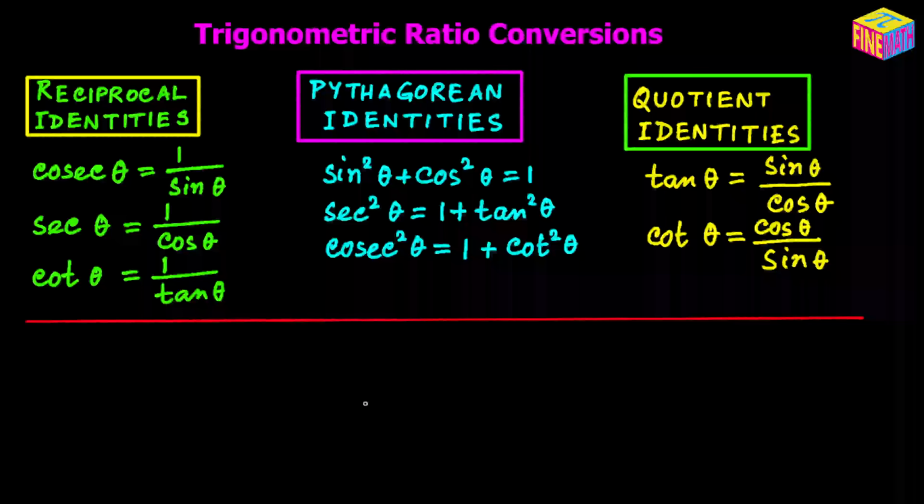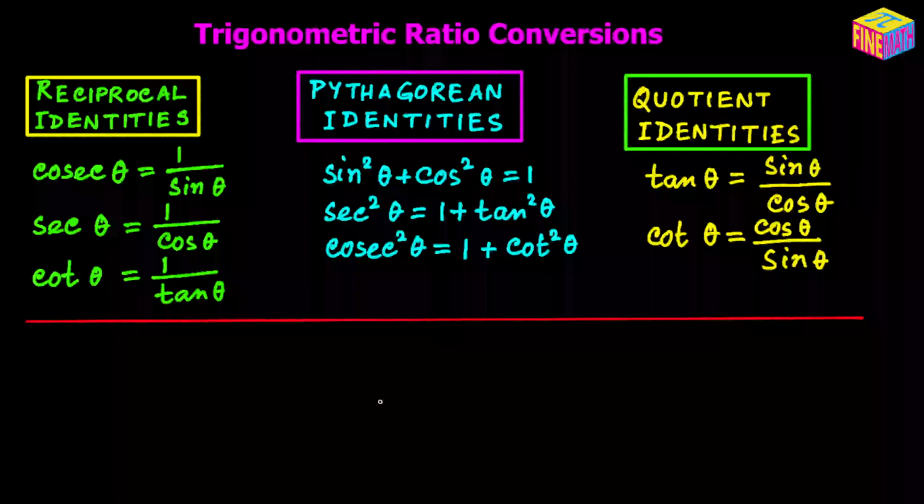Hi everyone, in this video we are going to see how to express a trigonometric ratio in terms of the other trigonometric ratios. Now in order to do that we are going to use the known identities. I have already made a note up here.